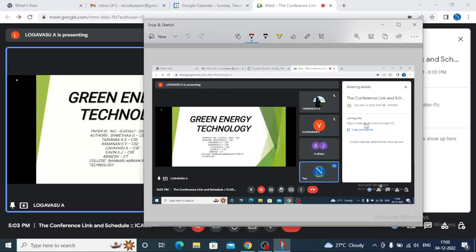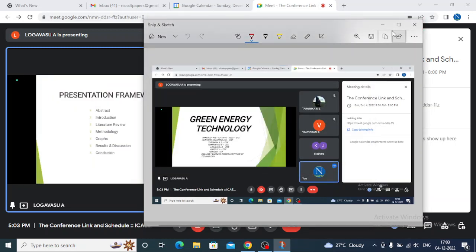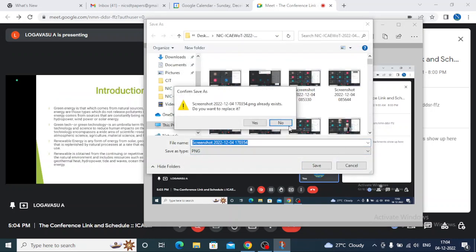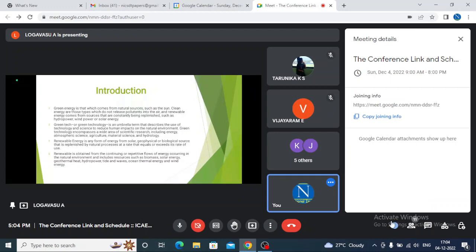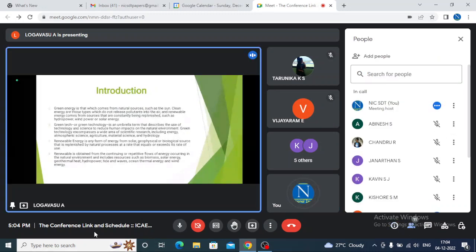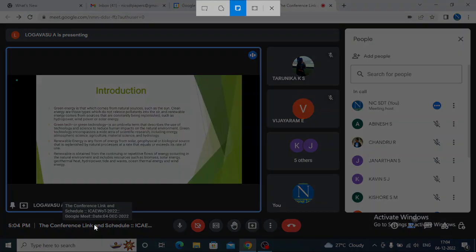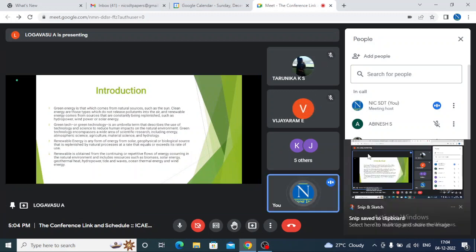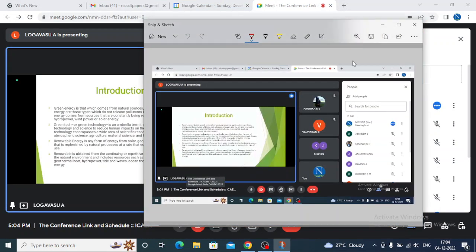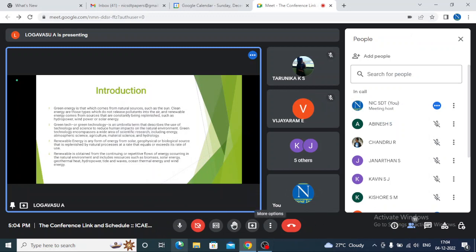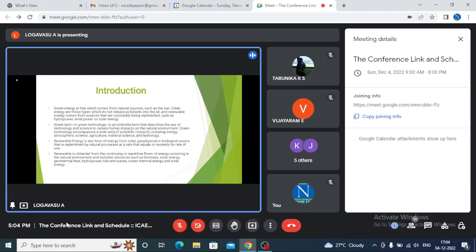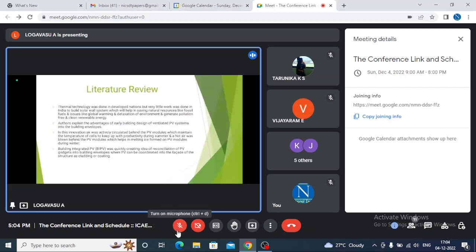So my topic is about green energy technology. These are the slides. Introduction. Green energy is energy that comes from a natural source such as the sun, and those types which do not release pollution into the air. It can be called green tech or green technology. It can be extracted from the water sometimes. In green energy, we can consider energy sources like water, rivers, air, windmills, etc.